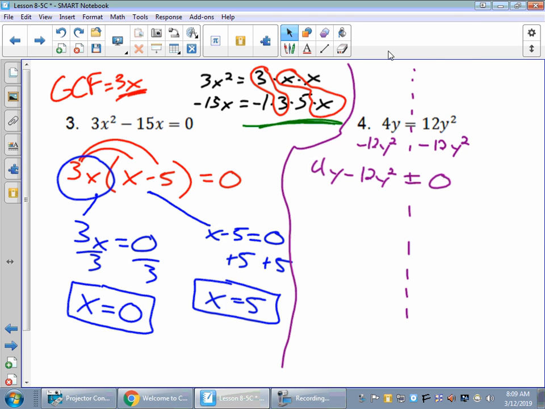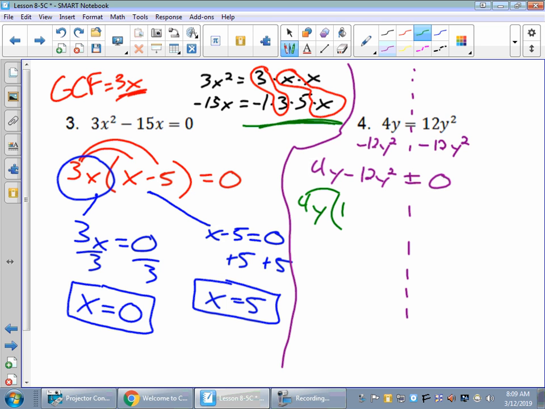So when we factor this thing, I'm going to try to take what these have in common. Well, it looks like 4 would go into both of them. It also looks like both of them have a y. So I'm going to pull out a 4y as my greatest common factor. And then inside, I'm thinking, what times 4y equals 4y? Well, just 1. 4y times 1 equals 4y.